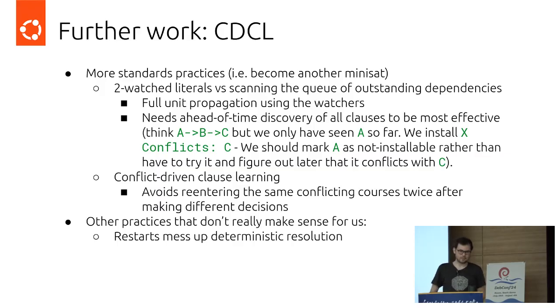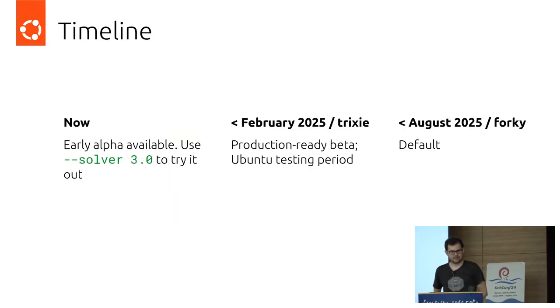And yeah, so when do we want to roll this out? We actually have the early alpha available, which is what I was talking about earlier. So before the further work slide, that's in the archive right now in APT 2.9 point something. You can specify the --solver 3.0 argument to use it. If you specify the --no-strict-pinning argument, the 3.0 solver will be enabled automatically for you because the old solver doesn't support no-strict-pinning. But it will give you a warning saying that, oh, the new solver is now activated.